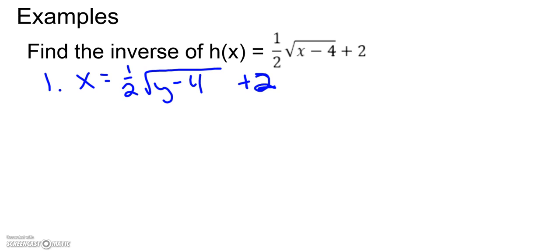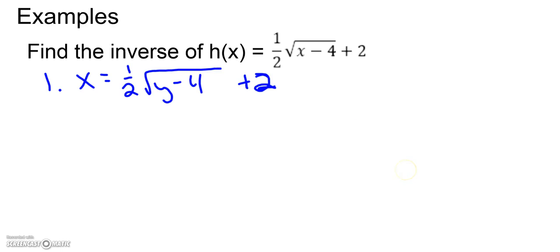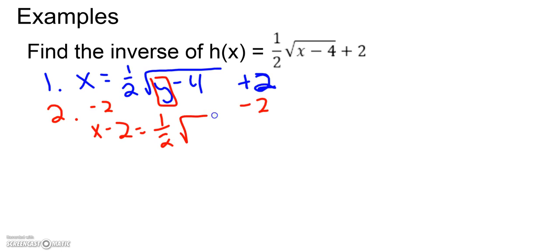Okay, now I'm going to solve for y. The first thing that I need to do is move that 2 over, because if I don't move that first, then I'm going to mess up somewhere in my order of operations. So this is the very first thing that I need to do. So I have x minus 2 is equal to 1/2 square root of y minus 4.